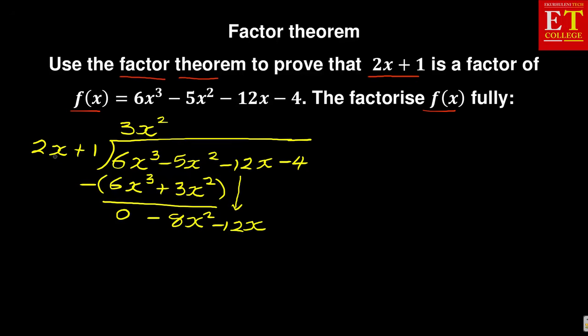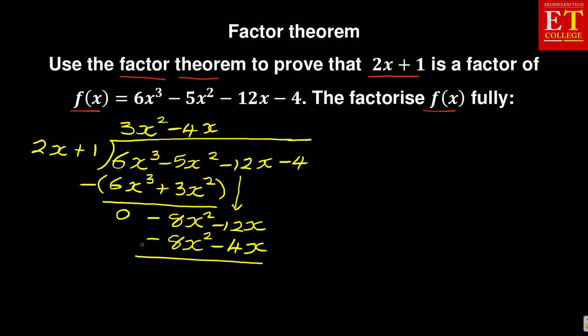I repeat the same step again, 2x into minus 8x squared. So 2 into 8 is a negative 4. And then x into x squared, you get 1x remaining. And then now you multiply again, whereby the negative 4x times 2x is negative 8x squared. This must always be matching so that it gives you a 0. And then negative 4x times 1 is negative 4x.